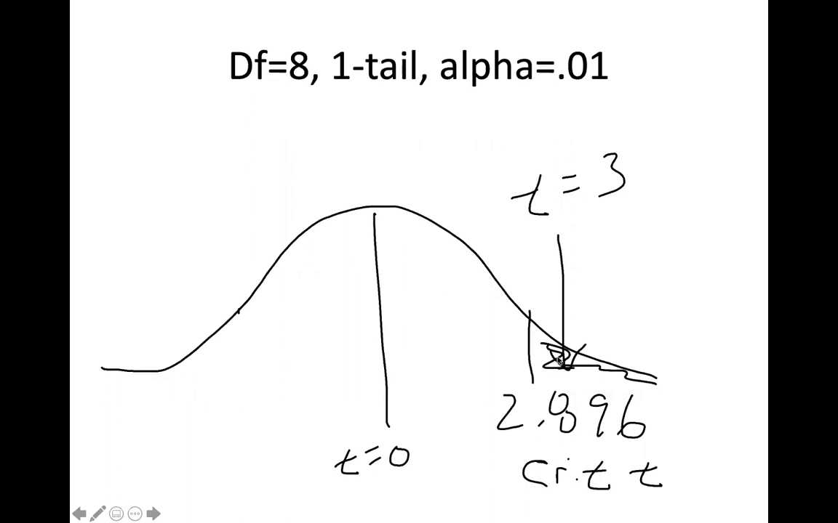So if we do a one-tailed test with alpha equals 0.01, we would reject the null hypothesis because 3 is greater than 2.896. That is, 3 is in this critical region right here. 3 is greater than the critical t. Any questions or comments about one-tailed tests and how they differ from two-tailed tests?